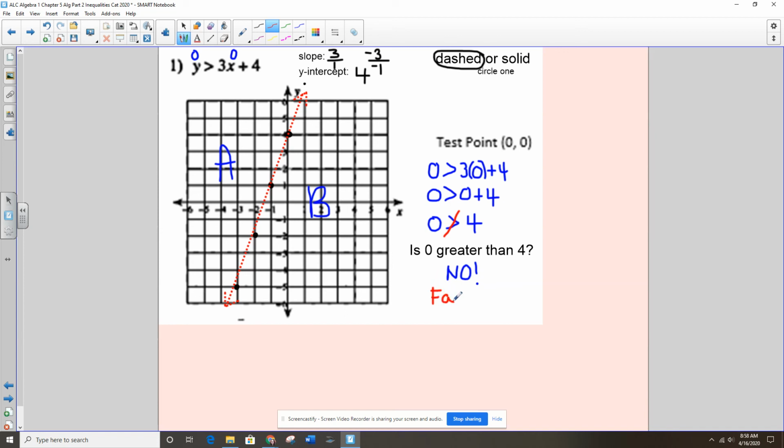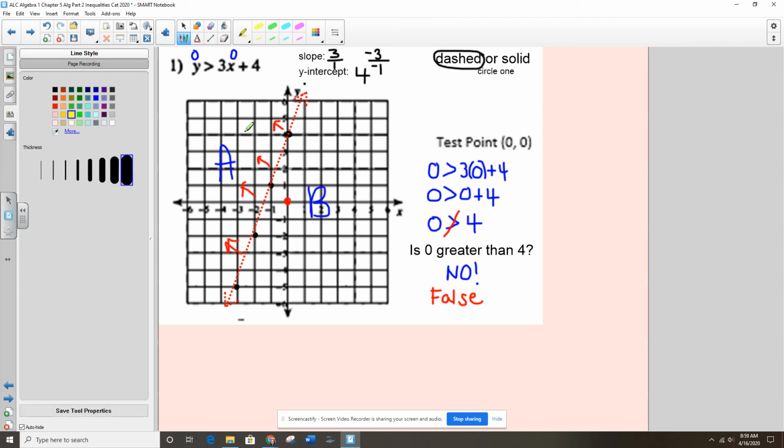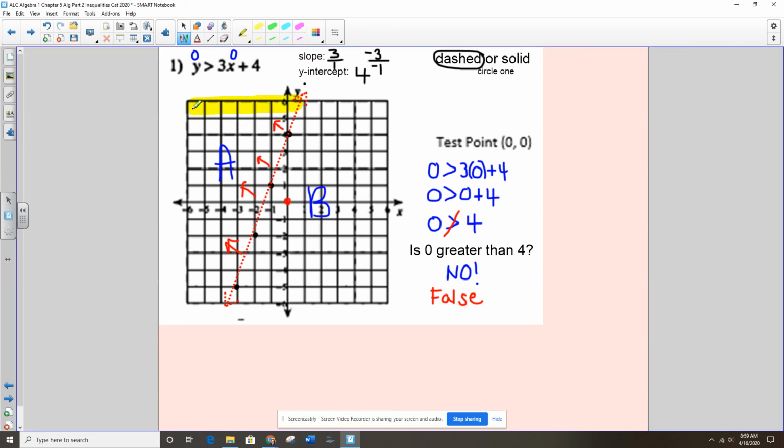Wherever our test point is, which in this case is right here, that's the side you don't want. So you actually want region A. We're going to say, I want this side. Then you take out your highlighter and color that side of the graph. Because I'm slightly impatient, I'm going to make this the biggest highlighter I possibly can. You already have the dotted line, so answers on the dotted line still don't work. It has to be this side.